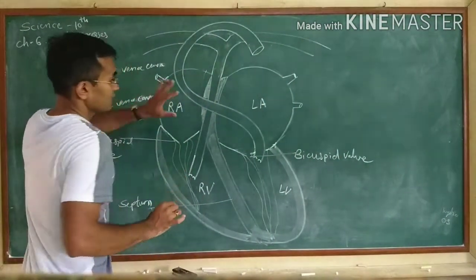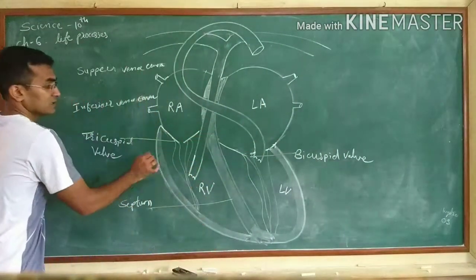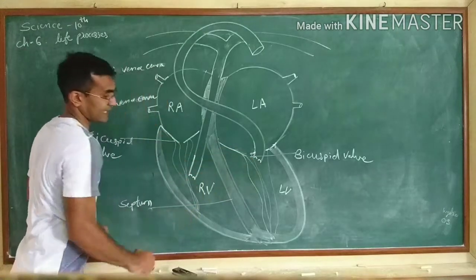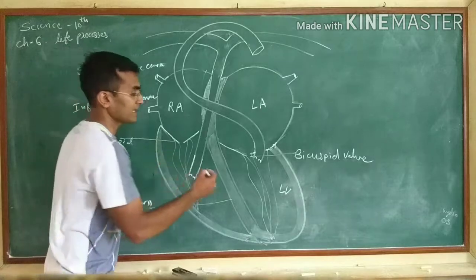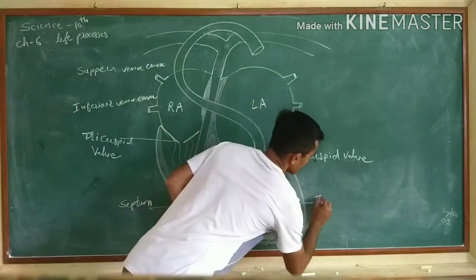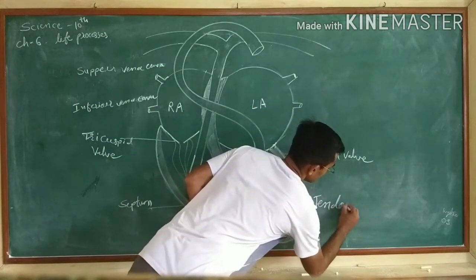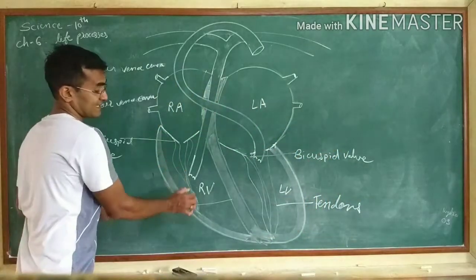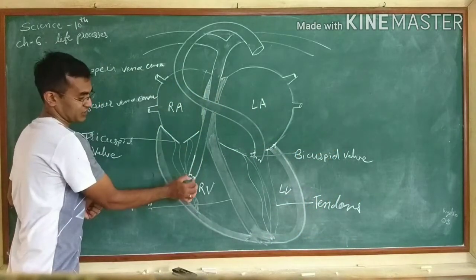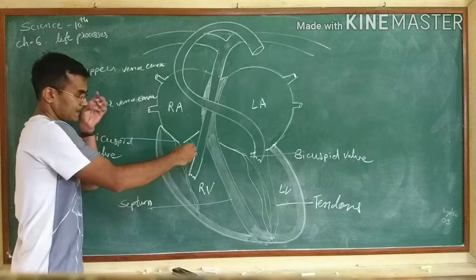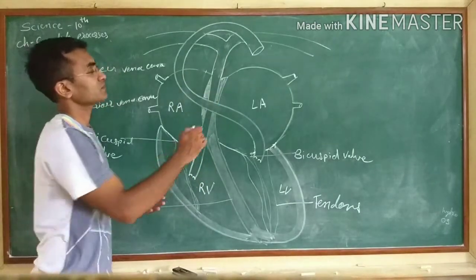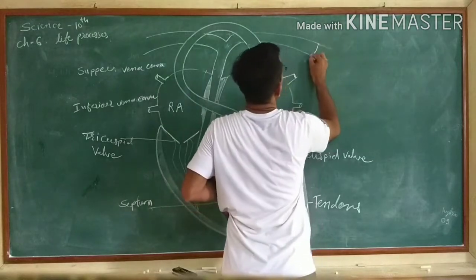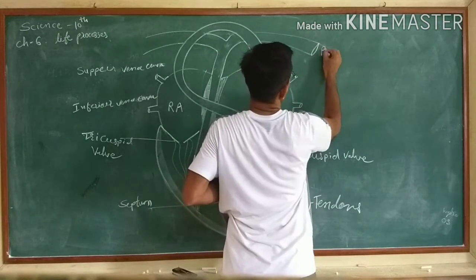Now, this valve, bicuspid valve, both the valves are attached with string-like structures within the heart, that are called tendons. The vessel which transfers the blood to the lung is called the pulmonary artery.